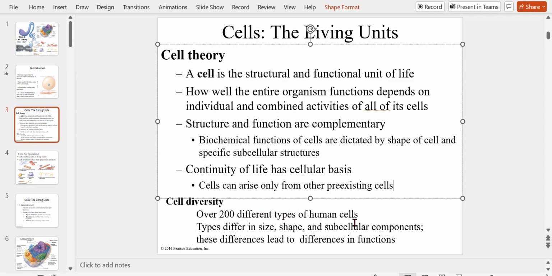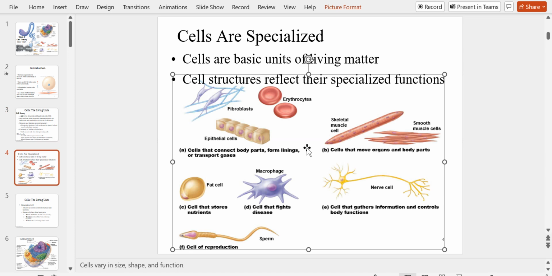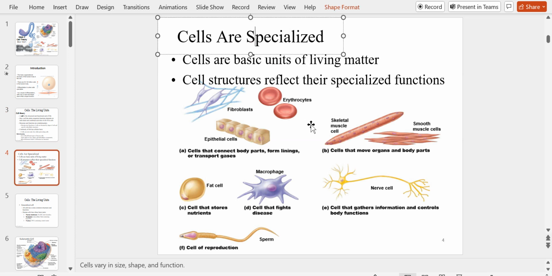Cell diversity: over 200 different types of human cells. Types differ in size, shape, and components. These differences lead to differences in function. Now, specialization of cells. Here we have erythrocytes, also known as RBCs, red blood cells. Here we have epithelial cells, and there are lots of different kinds of epithelial cells. We'll get more into these towards the end of the course.